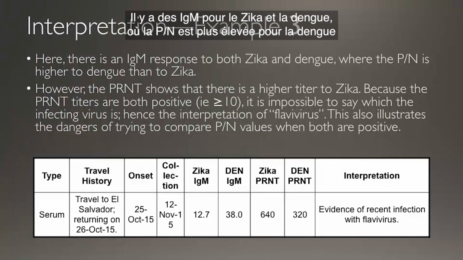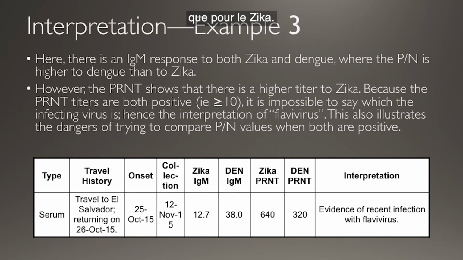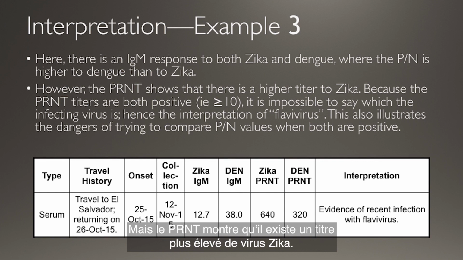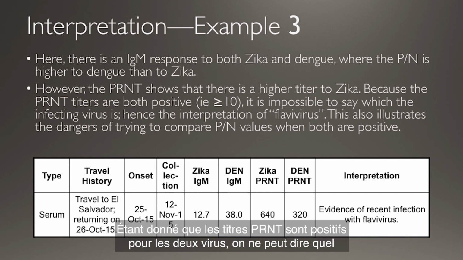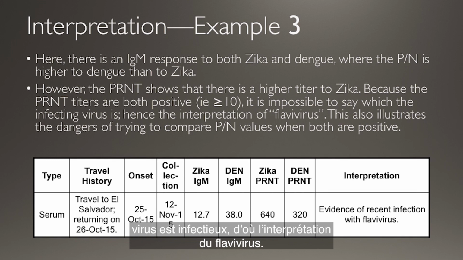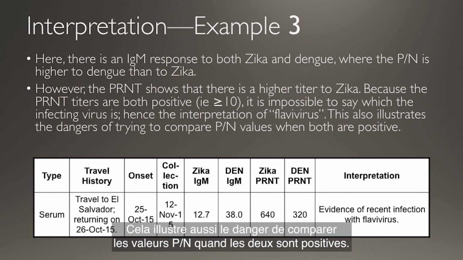Here, there is IgM to both Zika and dengue, where the p/n is higher to dengue than to Zika. However, the PRNT shows that there is a higher titer to Zika. Because the PRNT titers are positive for both viruses, it is impossible to say which the infecting virus is, hence the interpretation of Flavivirus. This also illustrates the dangers of trying to compare p/n values when both are positive.